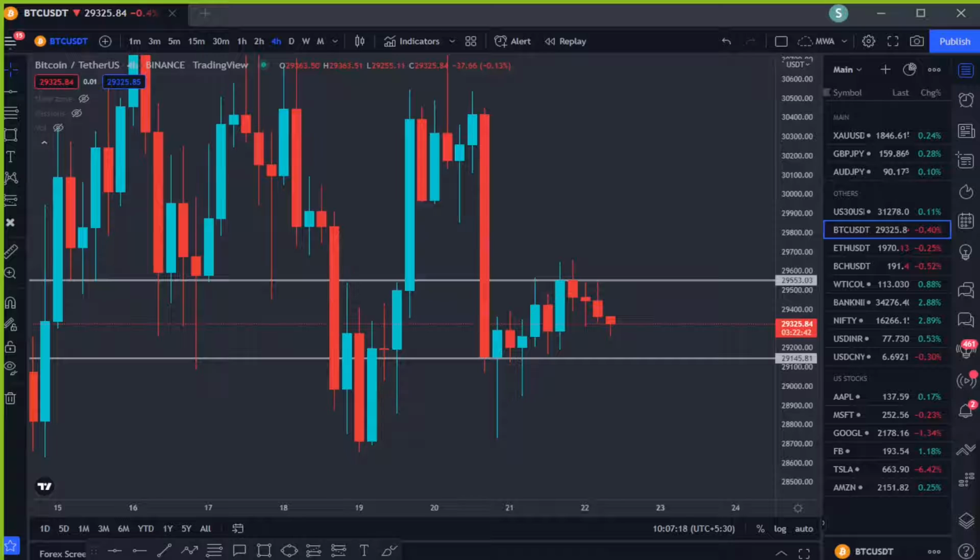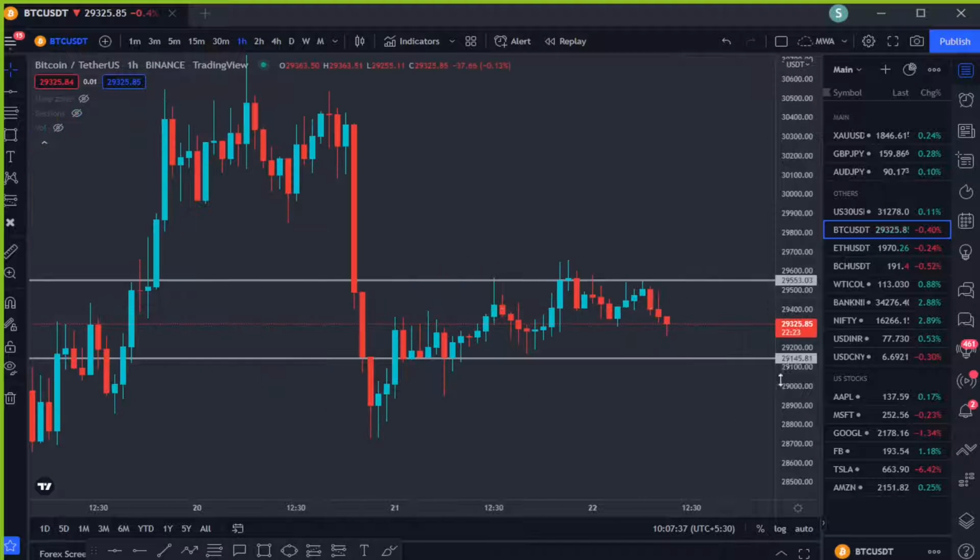If that doesn't happen, and if we get a very bearish closure here, something like this, then we are expecting the price to move to the next support level on the daily, which is right here. So this is what we are expecting right now, but nothing else, right? Okay, this is on the 4 hours.